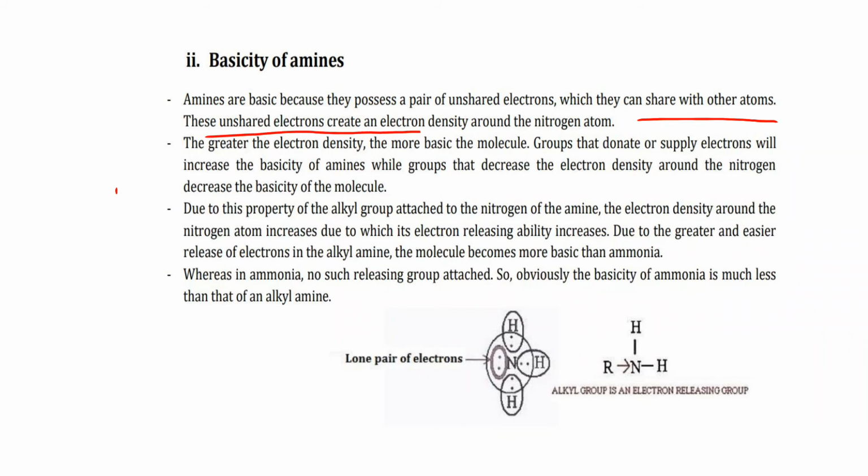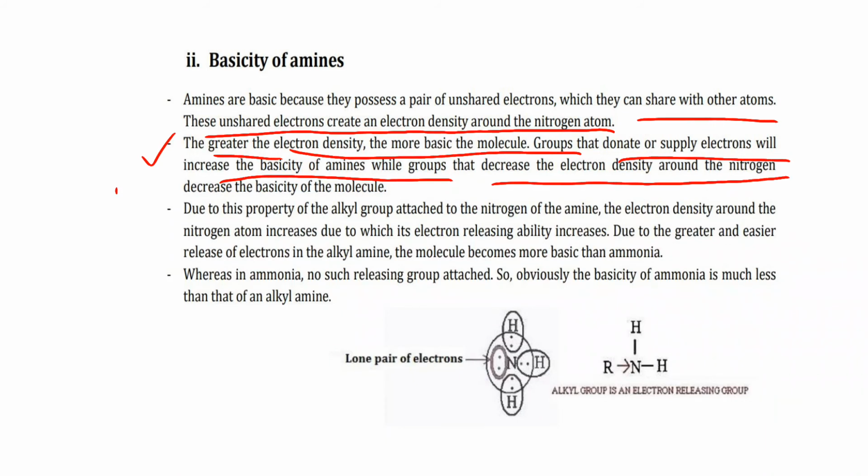The unshared electrons create an electron density around the nitrogen atom. The greater the electron density, the more basic the molecule. Groups that donate or supply electrons will increase the basicity of the amine, while groups that decrease the electron density around the nitrogen decrease the basicity of the molecule.